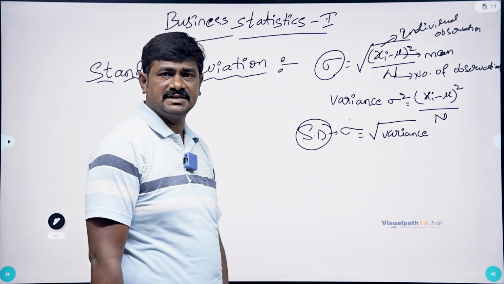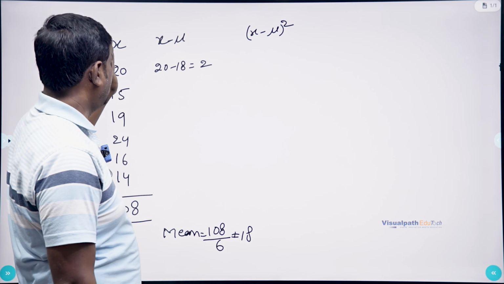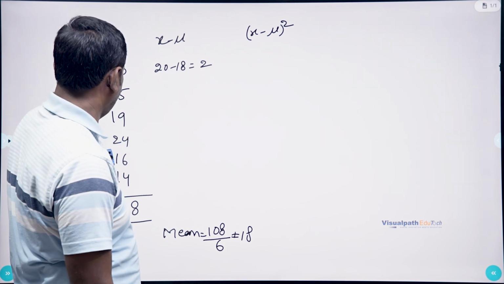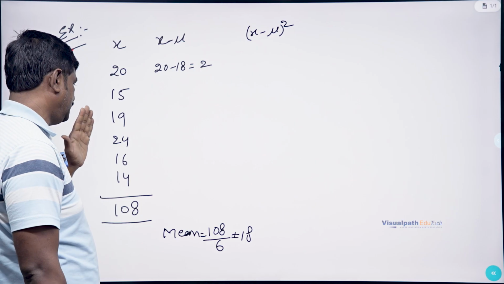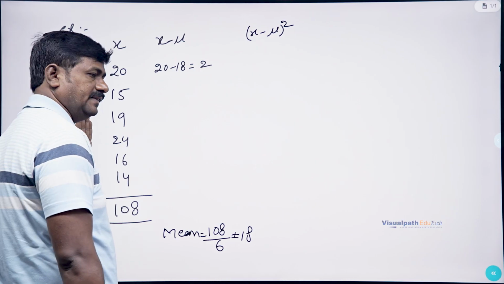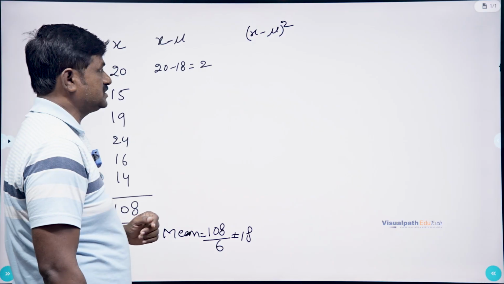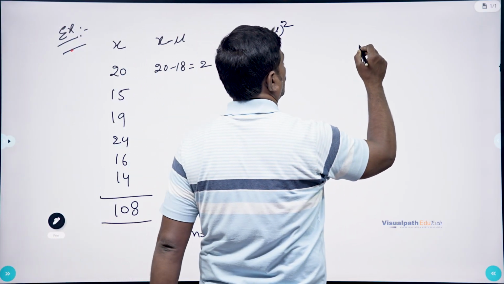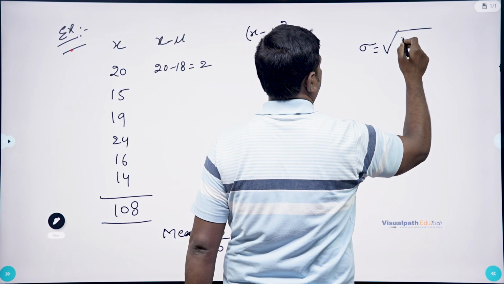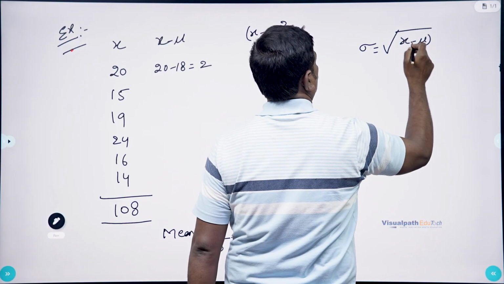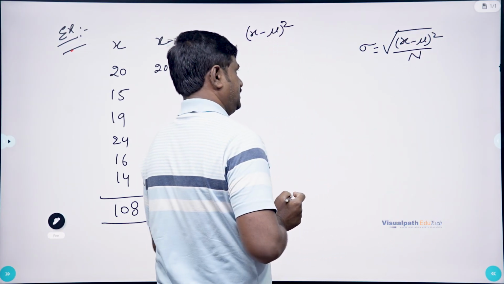Now we are going to discuss a problem. Consider an example where x is the individual observations: 20, 15, 19, 24, 16, 14. That is a total of 6 observations. The formula for standard deviation is sigma equals the square root of the sum of x minus mu whole squared divided by n.